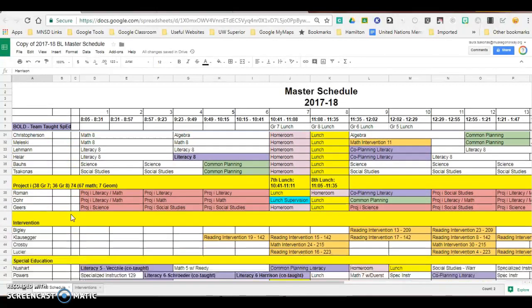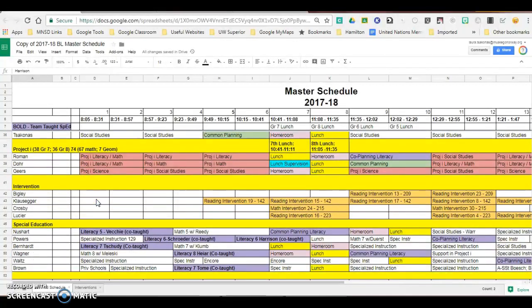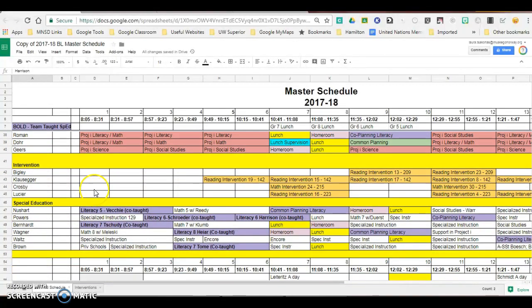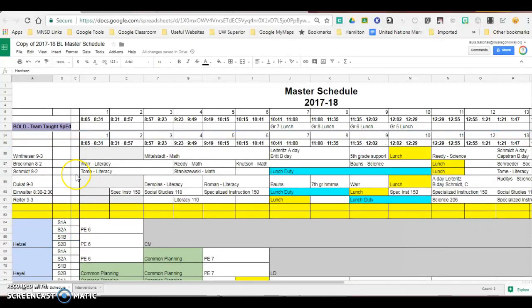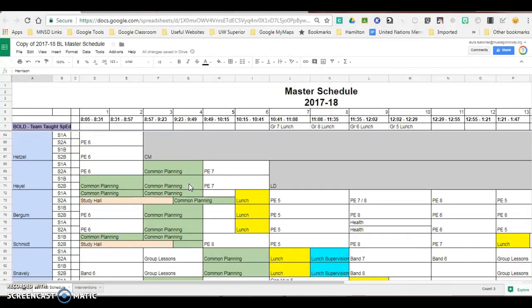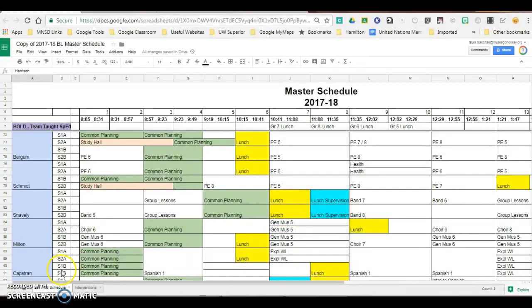One of the things that's also unique to our school is we have a project-based learning school within a school that we call Project I, but you'll see here that they have a different schedule. Intervention has its own set of scheduling, so does special education, and then down towards the bottom all of our aides are also part of our master schedule, as well as our encore classes.